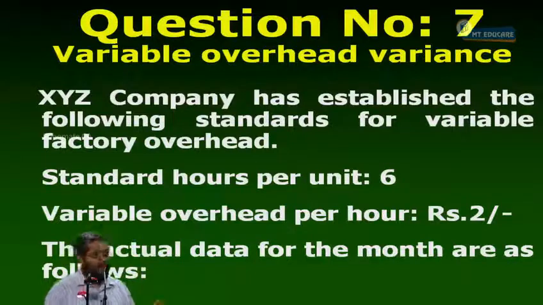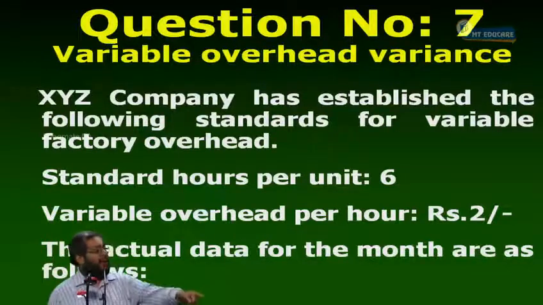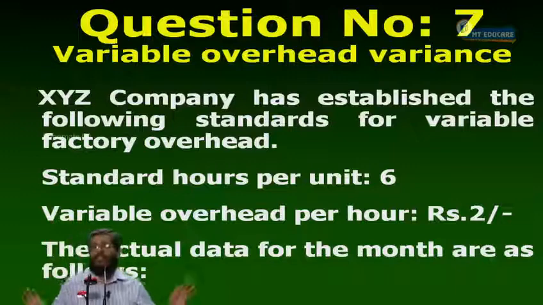Everybody, yes or no? So now tell me, number one, for variable overheads, what are the cost drivers? What is the primary cost driver? Hours. And the secondary cost driver is the output or units. Okay. Budget fixes your target. Now, what the budget says, every unit, how many hours should you take? 6 hours. Every hour, how much should you spend? 2 rupees. So, it sets your target for the hour and also the hours for the unit.